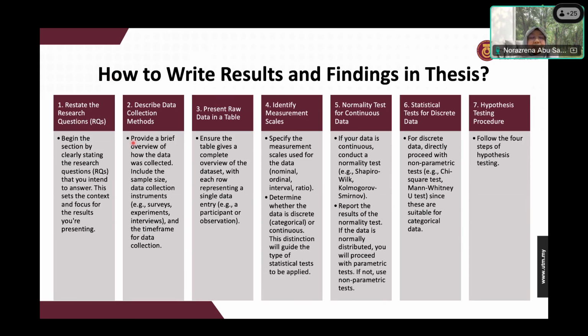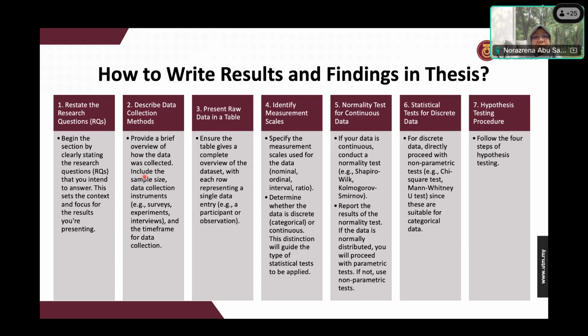Okay, and then describe the data collection method. In order to answer this research question, how did you get the data? You can say, for example, that it is from the test, and the test is collected before the treatment and after the treatment. So you have two periods of data collection, before and after. From that explanation, the reader will understand that you have 2 sets of data collected before and after. You need to mention this in chapter 4 or 5.